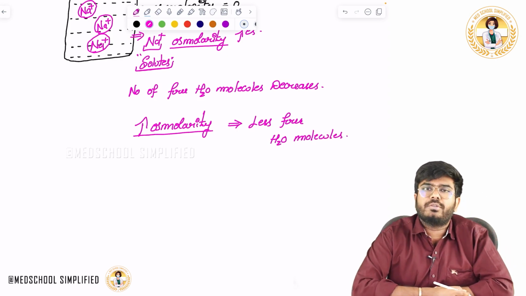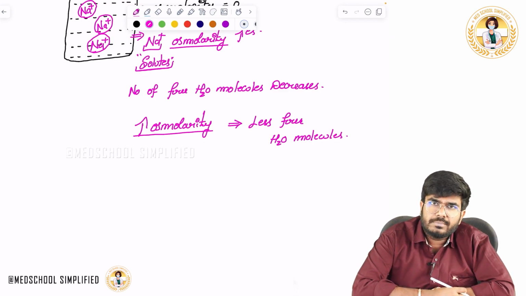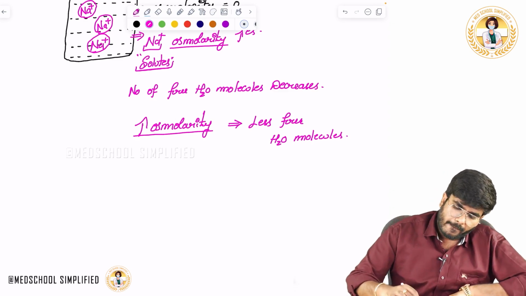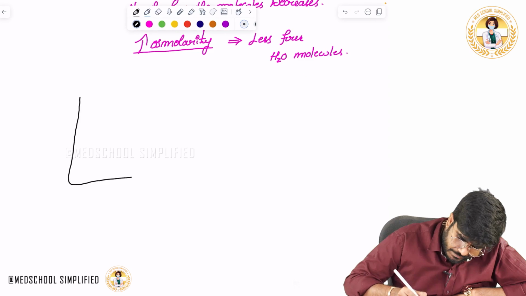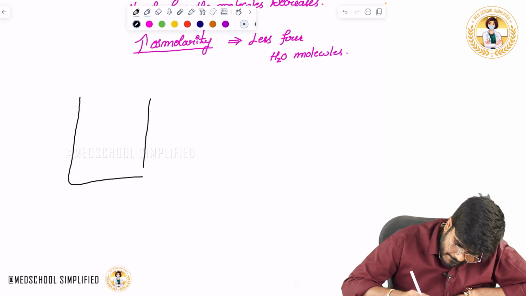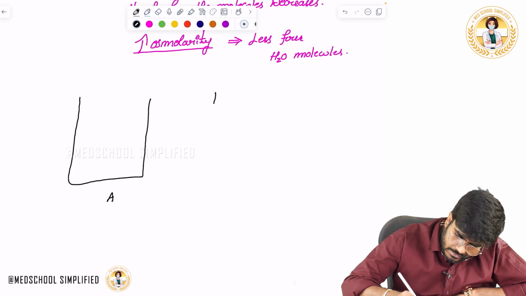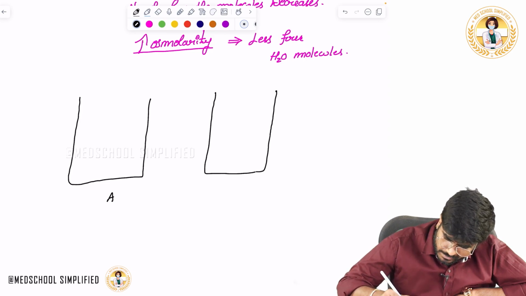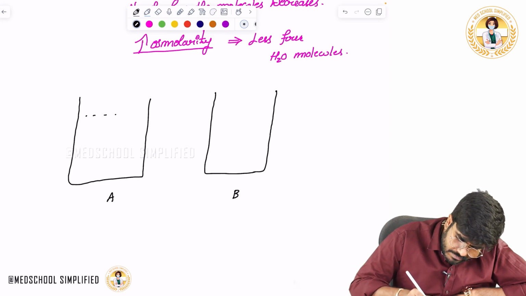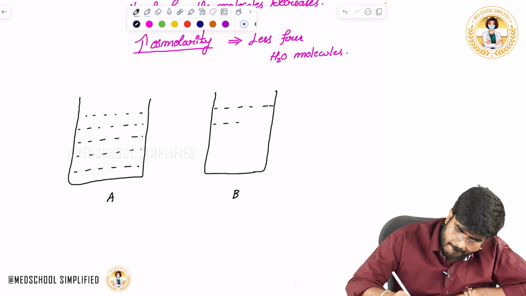Okay, less number of free water molecules. Now based on this concept, you should answer this. Here I am taking a beaker A. Here I am taking this beaker B. Two beakers I am taking, beaker A and beaker B. Now I am just filling them with water, with different osmolarities.